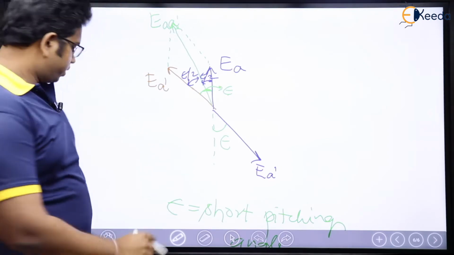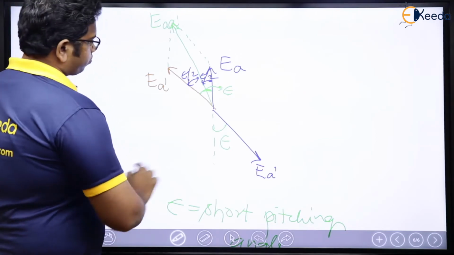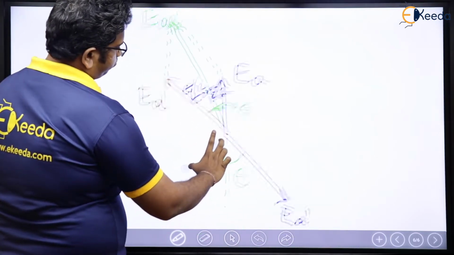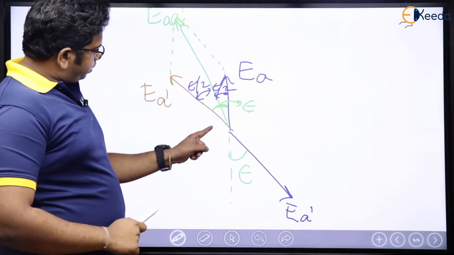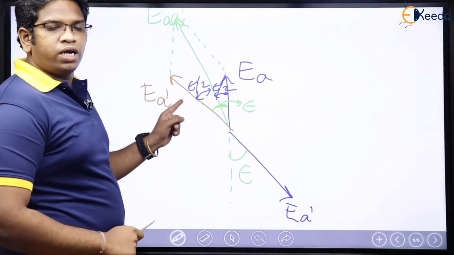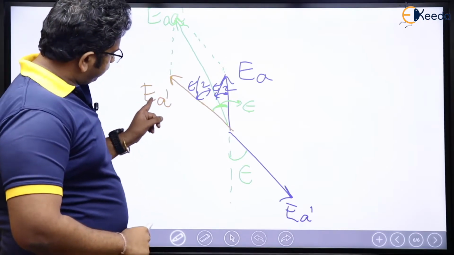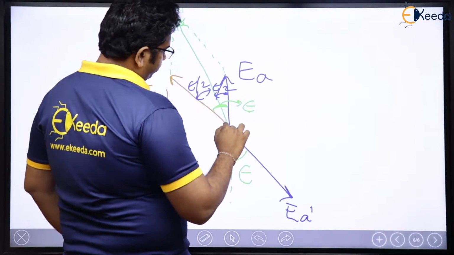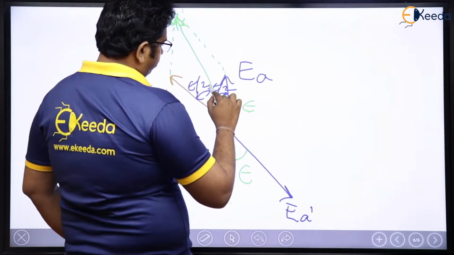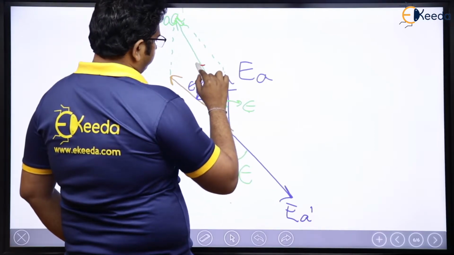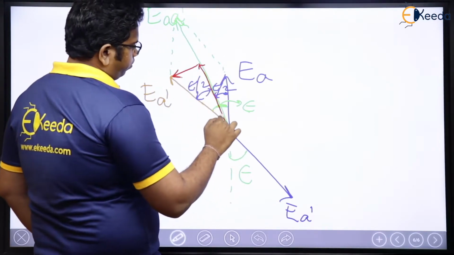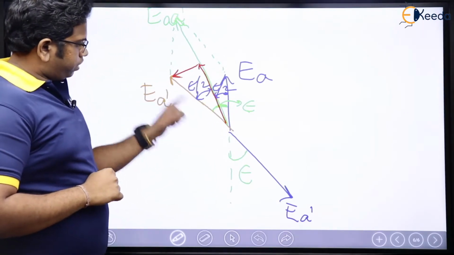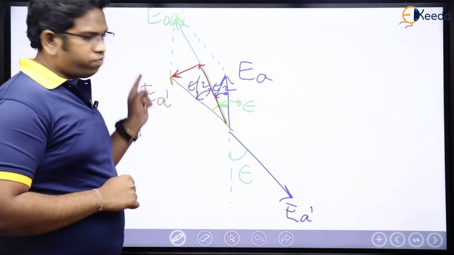Now, let me do one important thing here. Let me split this EA dash into its horizontal and vertical components. This is going to be the horizontal component, and this is going to be the vertical component. In the sense, if I add this red and this red, I should get this. Yes, I will get. So this is the horizontal component and the vertical component.